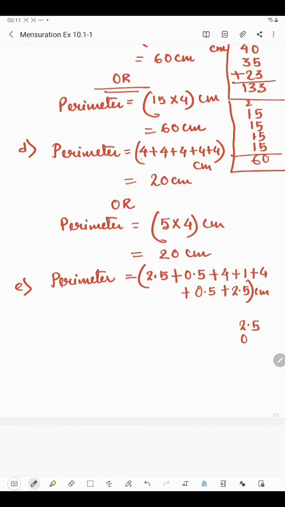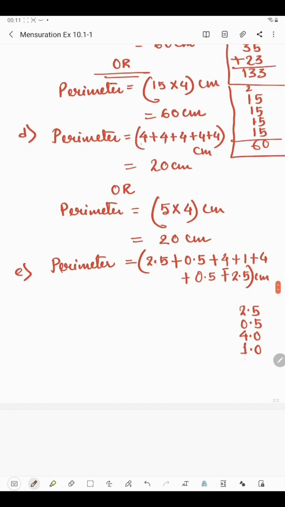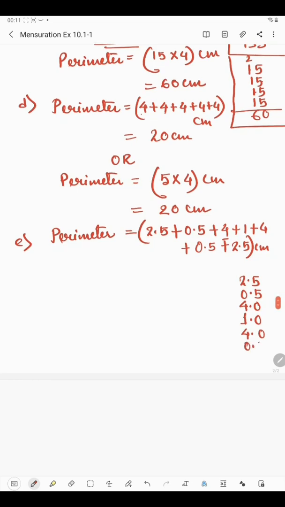2.5 plus 0.5 plus 4, 4 means 4.0, right? 1 means 1.0. We will write the whole number as a decimal number. Then we have 4 means 4.0, then 0.5 and 2.5. So 5 plus 5 is 10, 10 plus 5 is 15, 15 plus 5 is 20.